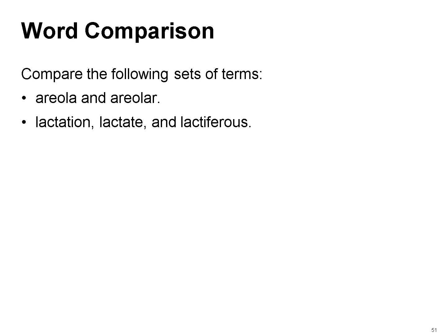For areola and areolar. Areola is a noun referring to the pigmented area surrounding the nipple. Areolar is an adjective describing something related to the areola, such as areolar tissue or pigmentation. For lactation, lactate, and lactiferous.